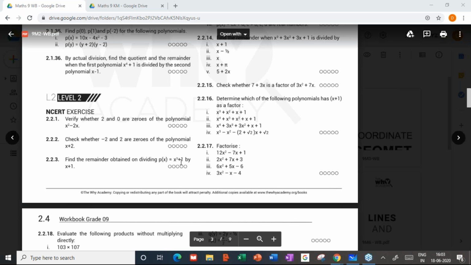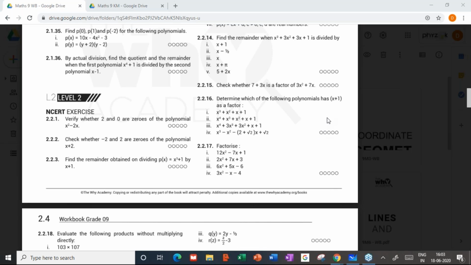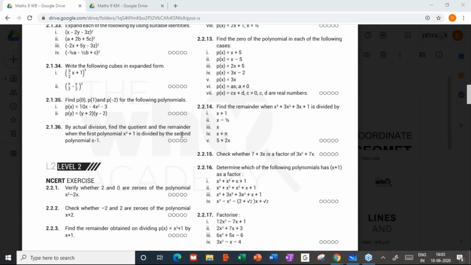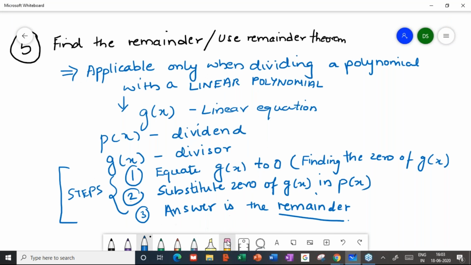Yeah, here it is. Find the remainder obtained on dividing p of x by x plus 1. So here you have to check. If you look at it closely, g of x is again x plus 1, which means it's a linear polynomial, so you can use remainder theorem here. You have to think a bit and figure out what will be a better way to solve the question. Do you want me to write down the types of questions you get, or do you understand what I'm saying?